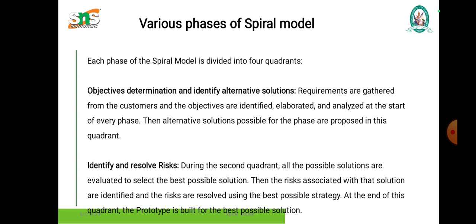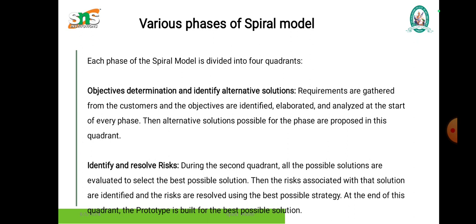Each phase of the spiral model is divided into four quadrants. The first one is objectives determination and identifying alternative solutions. Requirements are gathered from the customers, and the objectives are defined, elaborated and analyzed at the start of every phase. Then alternative solutions possible for the phase are proposed in this quadrant.